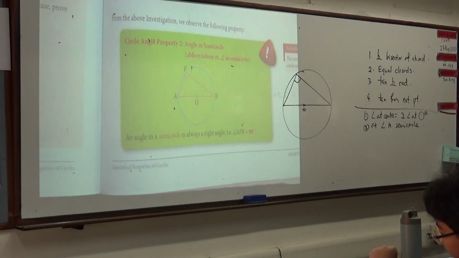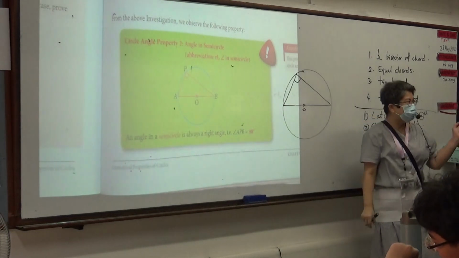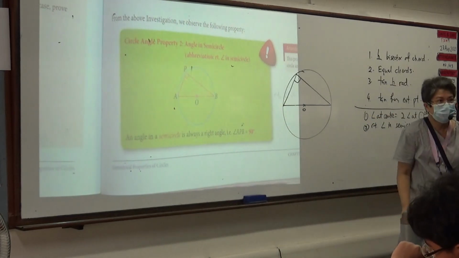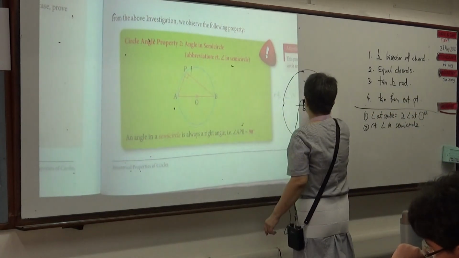Everybody okay? But this line must be what? The diameter. It must be a semicircle. If not, it doesn't work. Everybody clear? But a lot of students will be confused. Let me draw you another diagram.